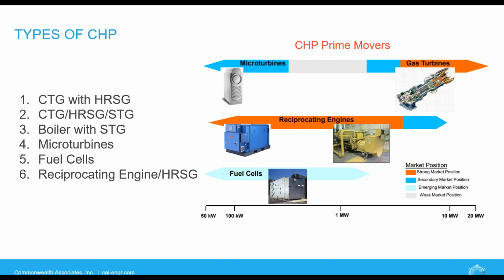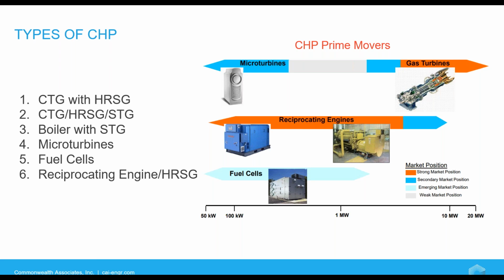Number five would be fuel cells. Fuel cells produce power electrochemically, similar to a battery. That electrochemical reaction will produce heat, and then you can extract that heat and use it as you've done in the previous technologies mentioned. We do consider the fuel cells to be part of the emerging market position due to the high capital costs and lower exhaust temperatures, preventing them from large, wide-scale use.